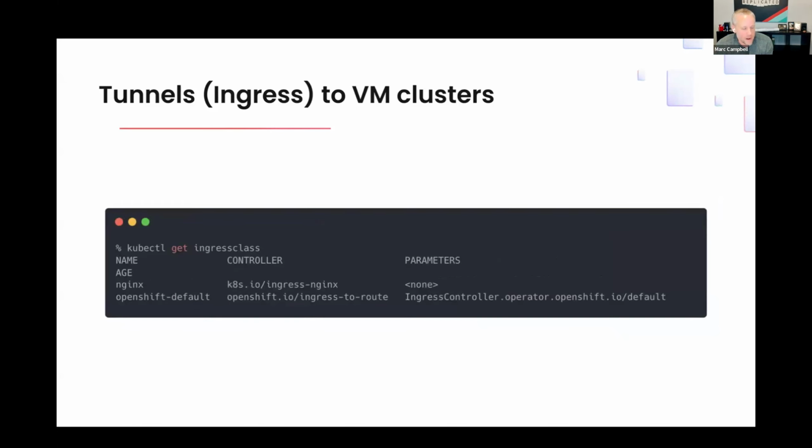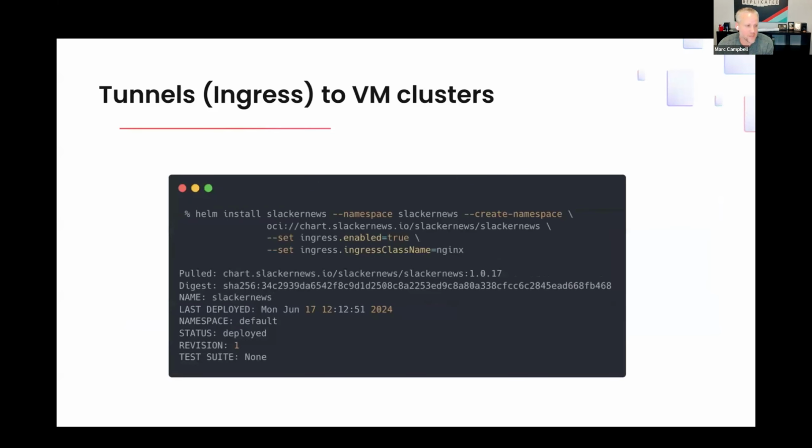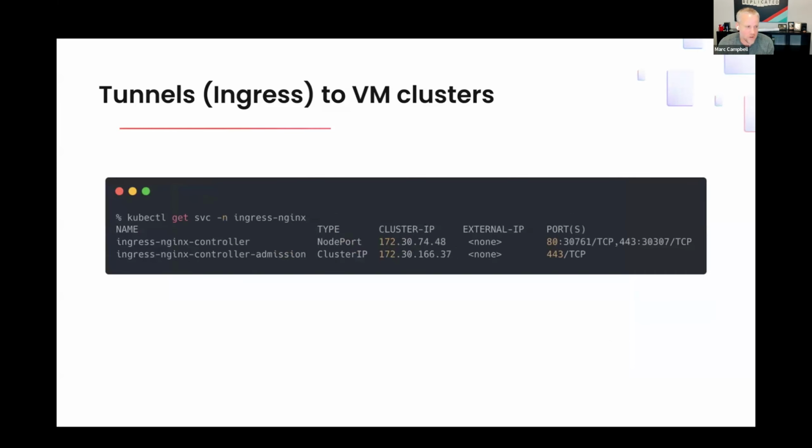service. I can verify that that installed by kubectl get ingressclass, and you can see now on my OpenShift cluster, I also have the Nginx ingress class. And I'm going to install the same Slacker News application that we were talking about earlier. So I install the Slacker News application with a couple of options to have it create an ingress object. That's really specific to the application, like the values YAML knows how to create that ingress resource. So I do that. I have the application deployed with the ingress resource.